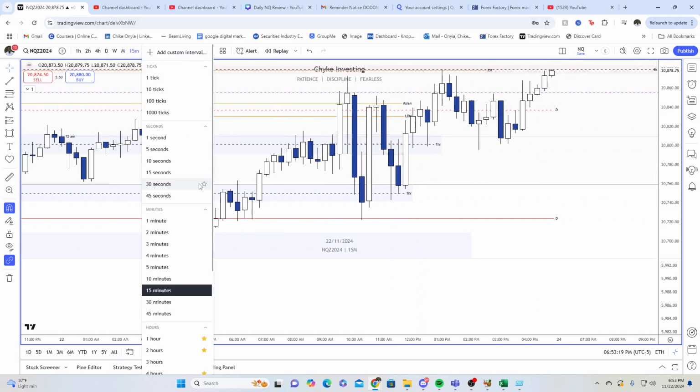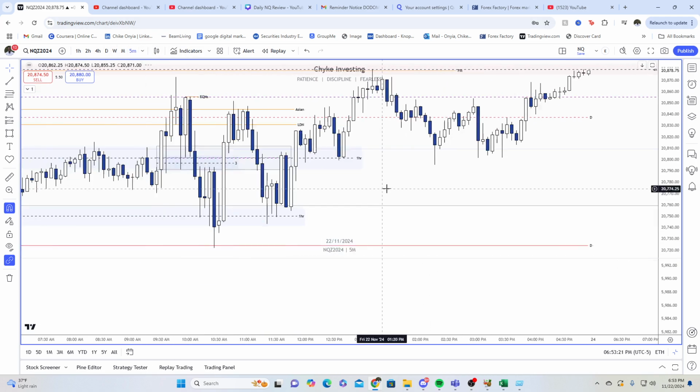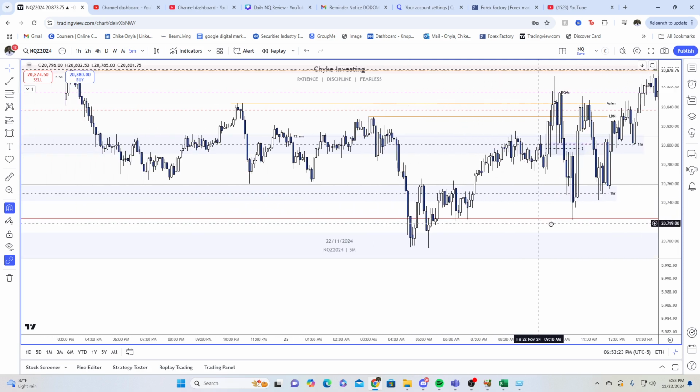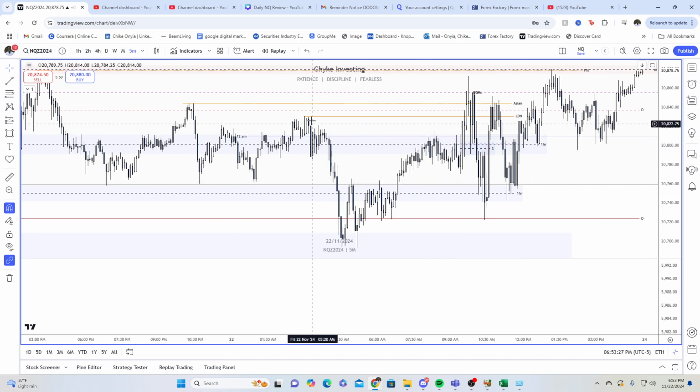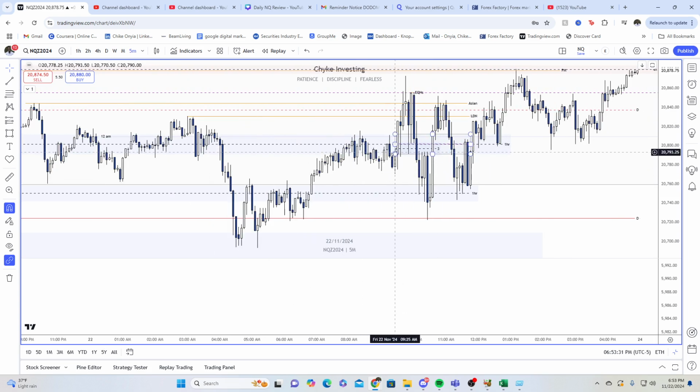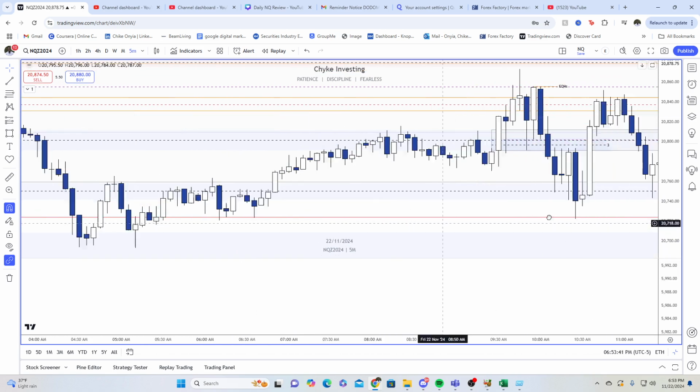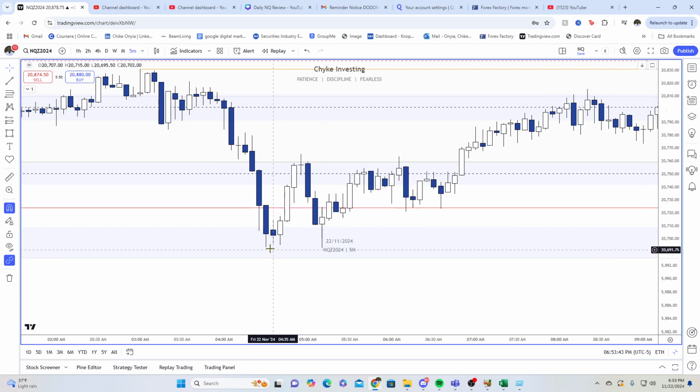Okay, that's the 15-minute. On the 5-minute, let's talk about the 5-minute. So on the 5-minute, again, we still had the London Asian high coming into the 9:30 open. So also, we took out this low, right, over here. This low right here took out this low. It's very hard to see. But this low right here took out this low.